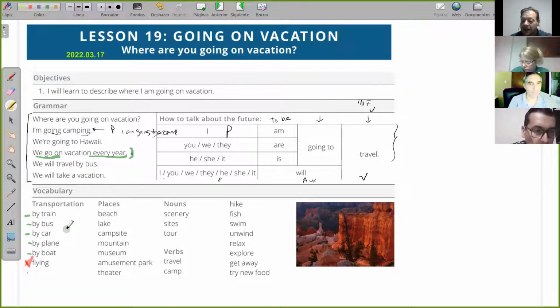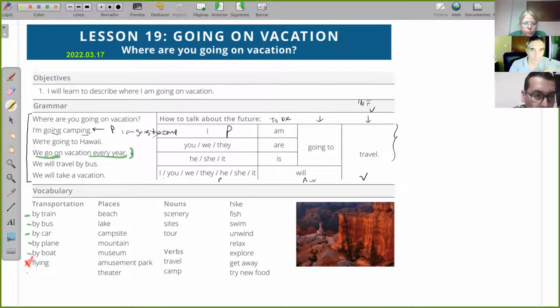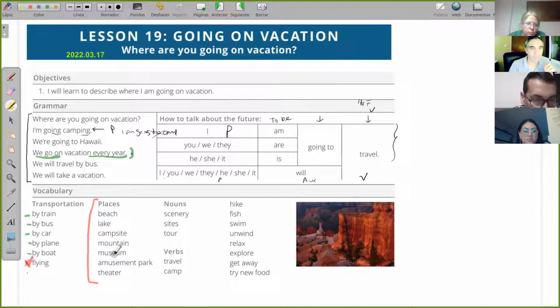Okay, let's see, Mariela. Where are you? Here, Mariela. Would you like to please read all these places out loud so we can see if we know all these places? Okay. Places: beach, lake, campsite, mountain, museum, amusement park, theater.